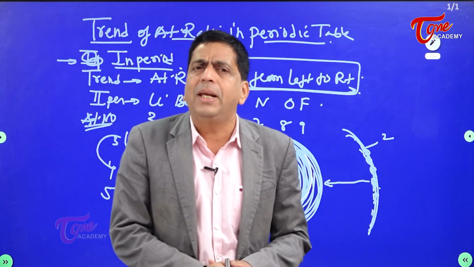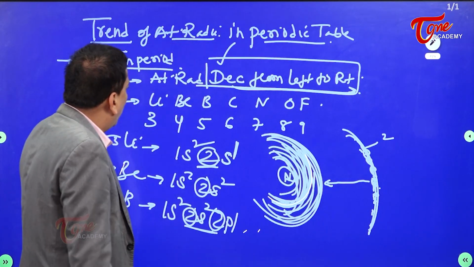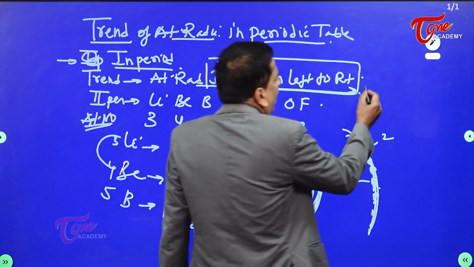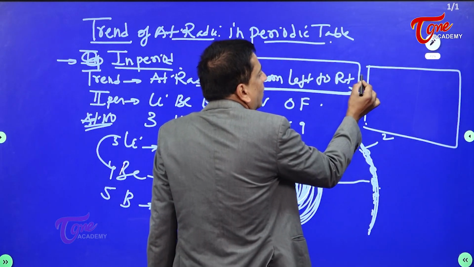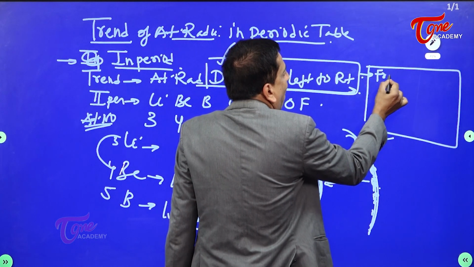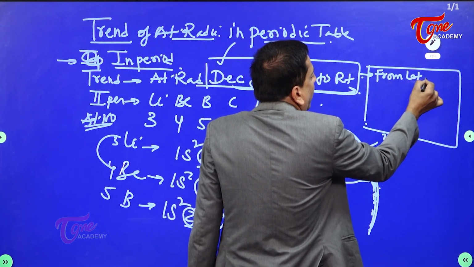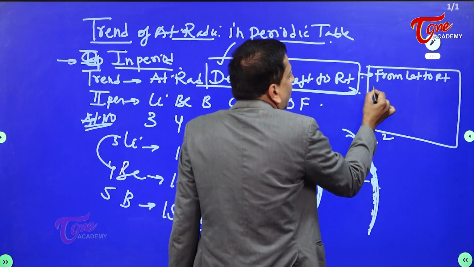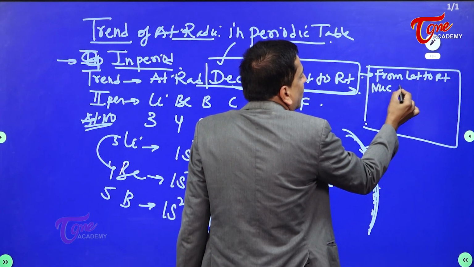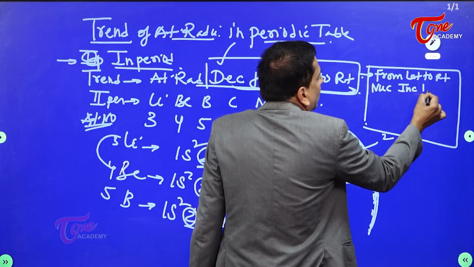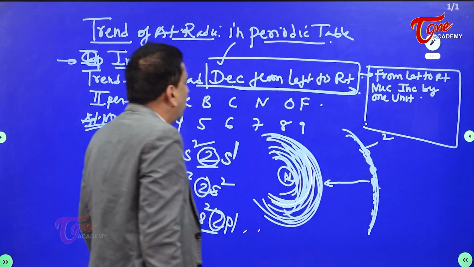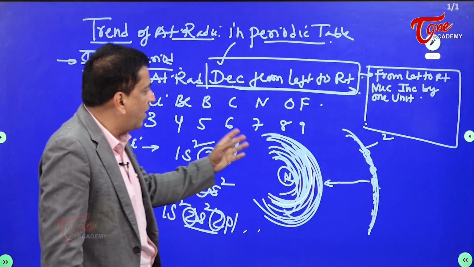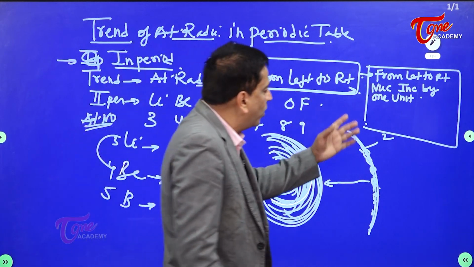So how do you explain this? Why does it decrease from left to right? Then I think you can give this explanation in this fashion. Watch. From left to right, the nucleus increases by 1 unit. You can actually see 3, 4, 5, 6, 7, 8, 9. It's increasing by 1 unit.